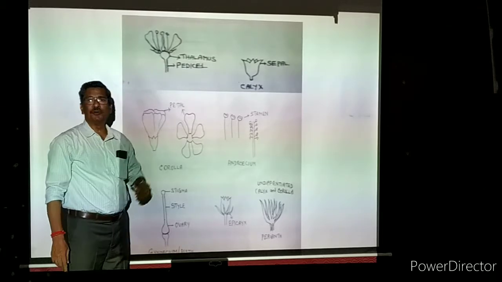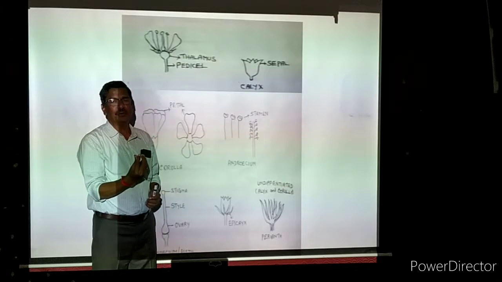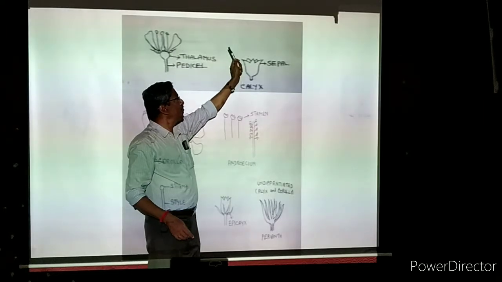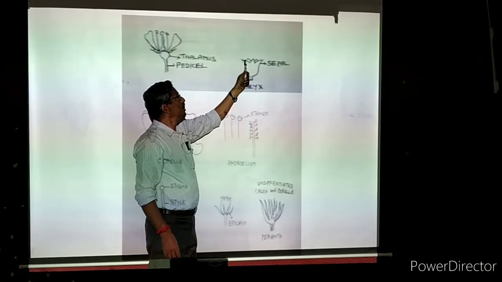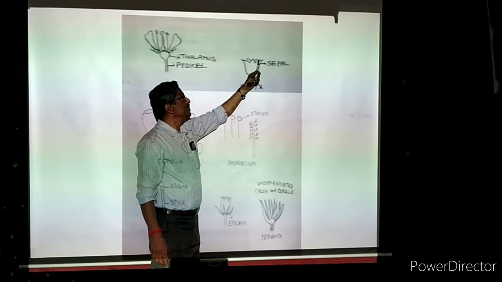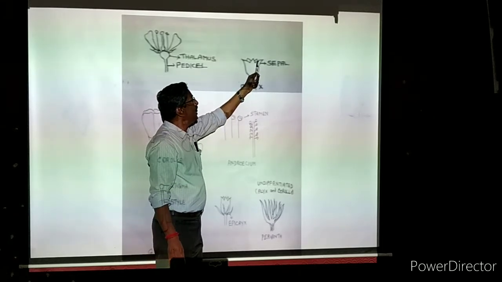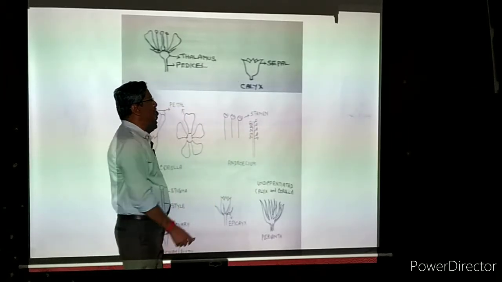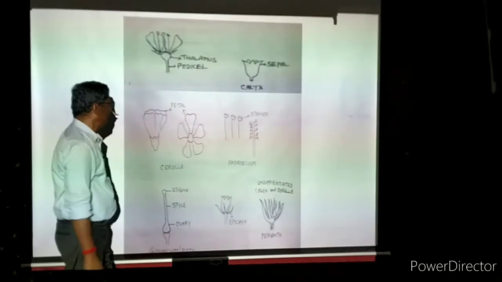What are the 4 whorls? First is calyx. At the bottom of the flower, you can find a small green cup-like structure. Other parts we have removed, only the calyx we have taken. Now this is the calyx. But at the tip, the lobes are separated, whatever the number may be. Each lobe of the calyx is called a sepal. So calyx is made up of sepals. It is the outermost whorl.